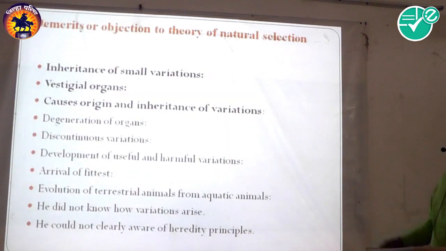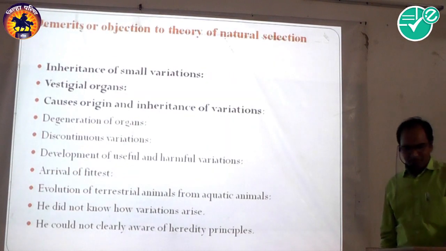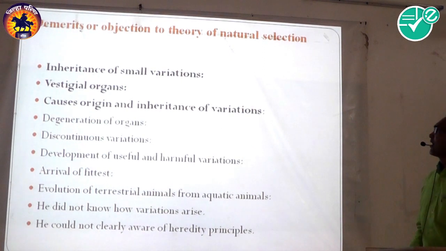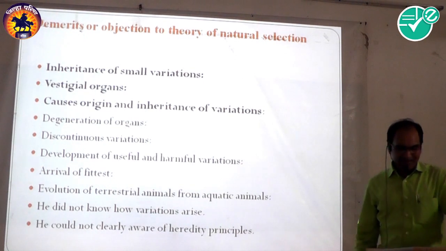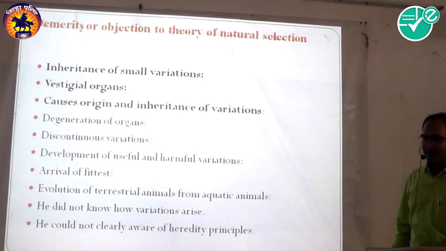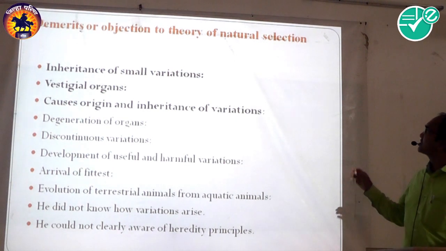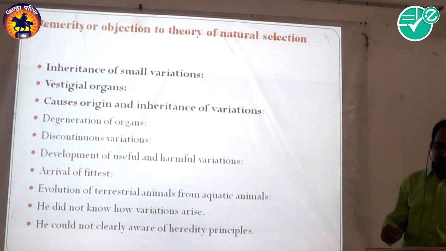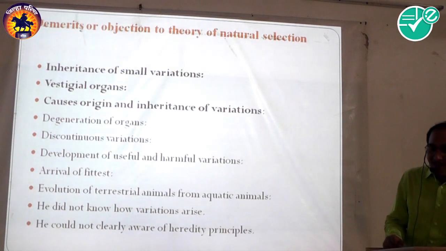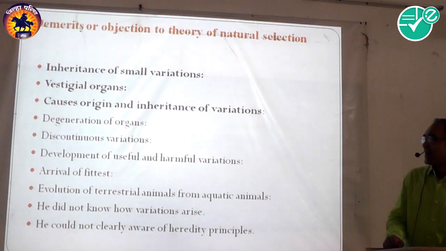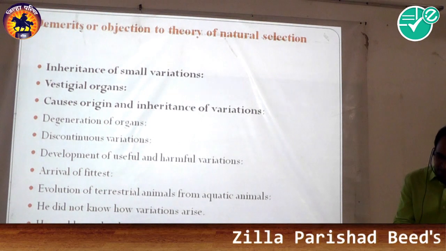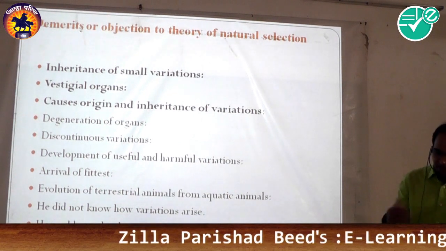So this is Darwin's theory. But Darwin's theory is opposed by various philosophers, because this theory has a few objections and drawbacks, or demerits. So the demerits are the objections to the theory of natural selection. Inheritance of small variations: only the useful variations are selected by nature. Then how are the small variations observed in the organism during their inheritance?